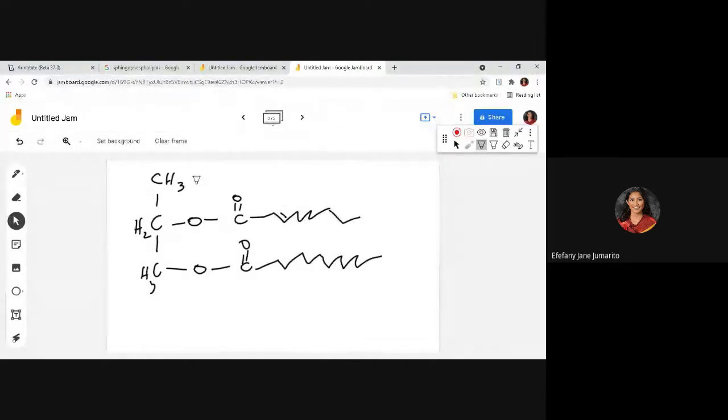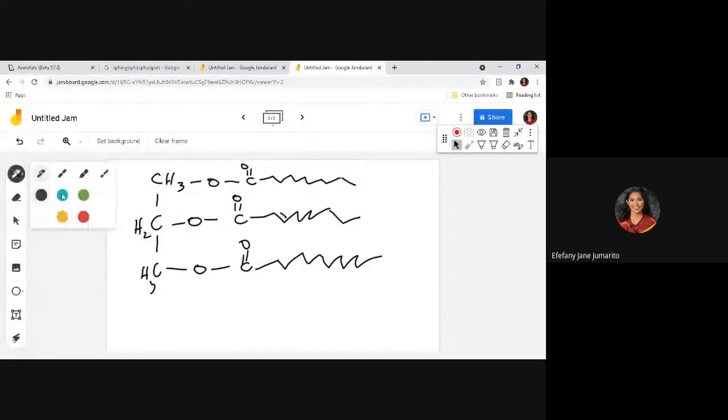What is this? What molecule is this one? What molecule is this? Okay, let's name the molecule. Now look, this one here, remember, this whole thing here, this one is your glycerol. Glycerol.